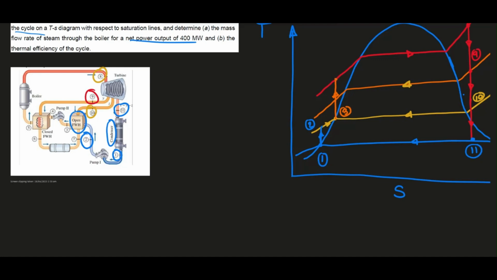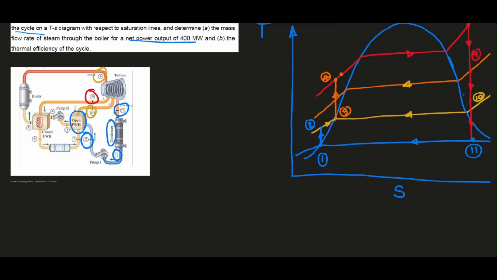Alright, so this will move all the way from state 3. State 4 will be at the boiler pressure, although it will be at a lower temperature than state 5. Okay, cool. So we'll indicate state 5 there. State 5 will be at a slightly greater temperature than state 4. All right.